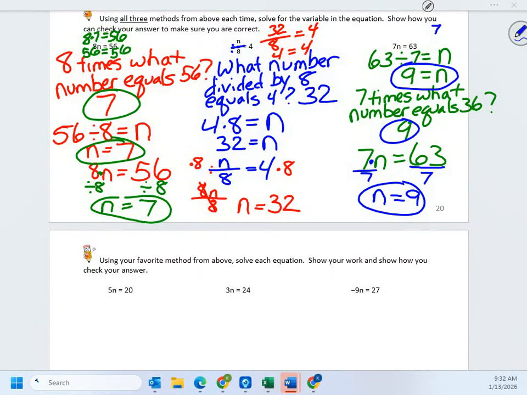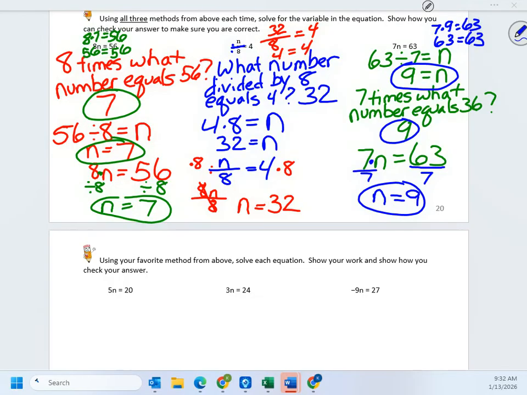I go up here and I plug that 9 in for n. 7 times 9 is 63. 63 truly does equal 63. Now, when I do the checking and I say 7 times 9, I'm not just going to say in my head, oh yeah, that equals 63. I'm actually going to check it with my calculator.